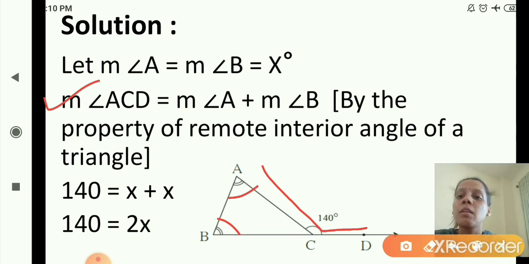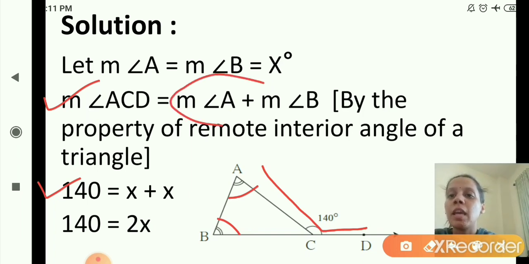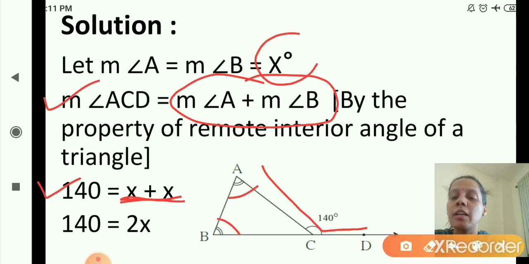So measure of angle ACD is given. We will put the value here, that is 140 degrees, and in place of measure of angle A plus measure of angle B, what we will write down, what we consider it as, that is x. So in place of measure of angle A plus measure of angle B, we will write down here x plus x, because we consider it as x. So 140 is equal to x plus x. I hope you are clear till here.